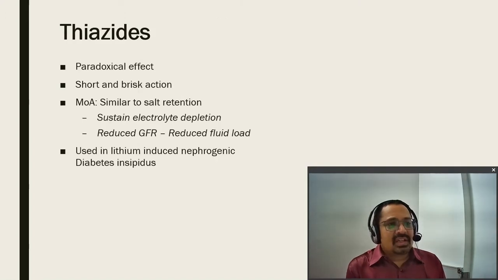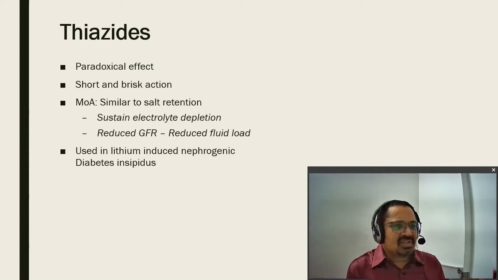Now, the next category of drug is the thiazides. These are some derivatives from the diuretics actually. So a few of the diuretics are performing the reverse function over here. They have a paradoxical effect, giving short and brisk action, their duration of action is short. The mechanism is similar to that of salt retention. Sustained electrolyte depletion it causes, and reduces the GFR, reducing the fluid volume. Specifically, these thiazide kind of compounds are used in lithium-induced nephrogenic diabetes insipidus.